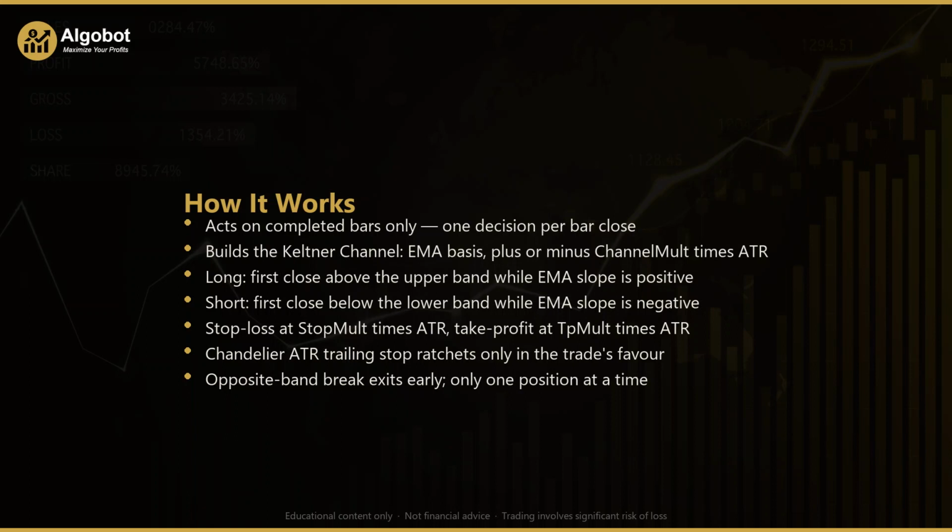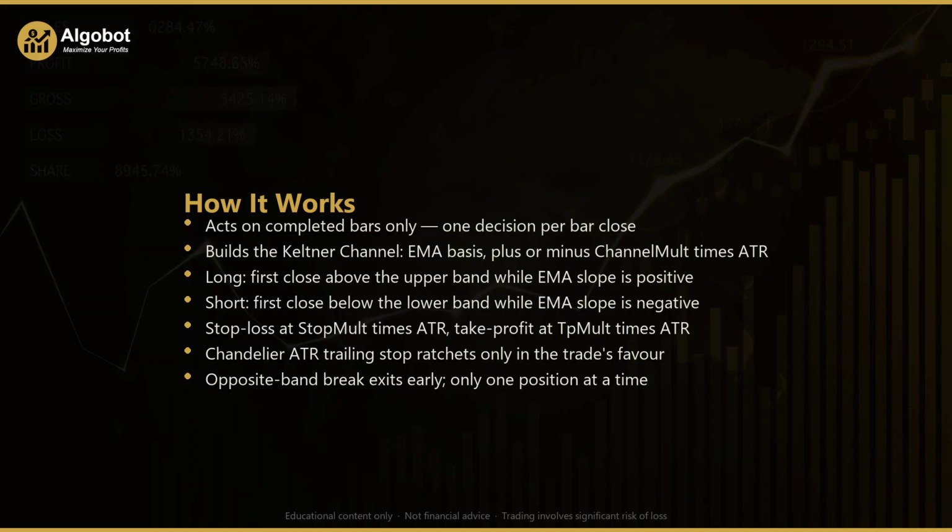First, this is a bar close strategy. It doesn't react to every tick. Instead, it waits for each candle to fully close and then makes a single, considered decision. That reduces noise and keeps the behavior consistent. On each completed bar, the expert advisor calculates three things: the EMA center line, the ATR, and from those the upper and lower channel bands. The upper band sits at the EMA plus the channel multiplier times ATR, and the lower band sits the same distance below. By default, the channel multiplier is 1.5, the EMA period is 20, and the ATR period is 14.